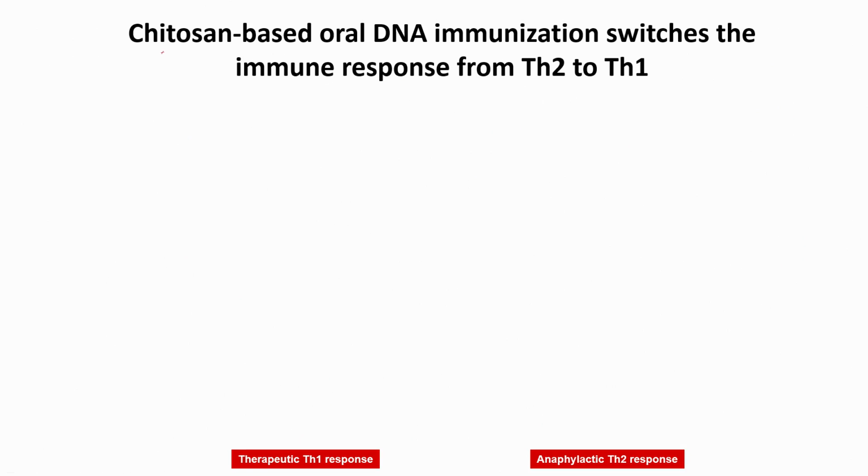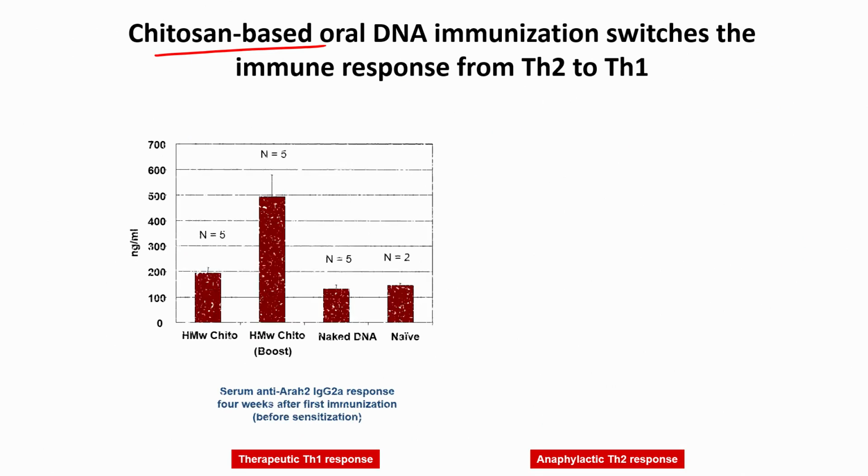So, obviously the title says here that the chitosan-based oral DNA immunization is able to switch the immune response from Th2 to Th1, and here is some data to support it. So, they used a high molecular weight chitosan. So, if they give it only once and they are measuring for Ig2A against this antigen, which is the response that we wanted. So, this is the Th1 response, as is also written here.